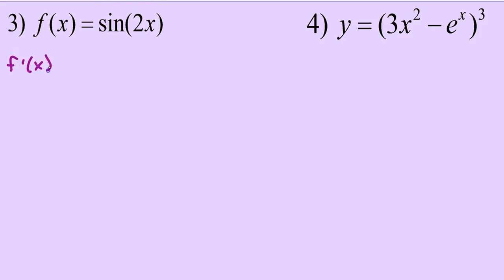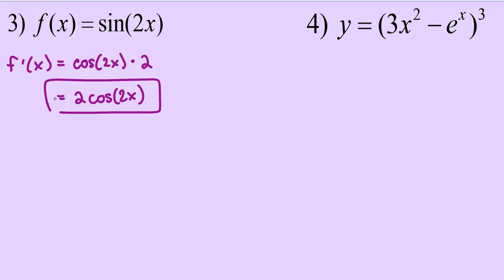So using the chain rule, the derivative of the outside, so the derivative of sine is cosine. So we have cosine of 2x times the derivative of the inside. The inside is 2x, so its derivative is 2. So then we'll just write that answer as 2 cosine 2x.